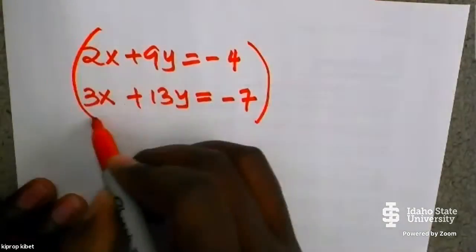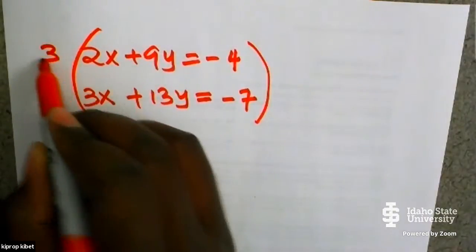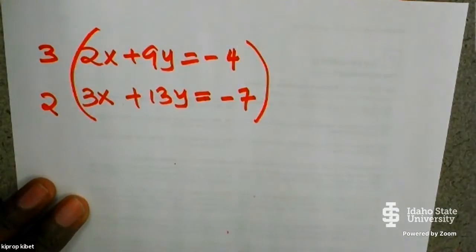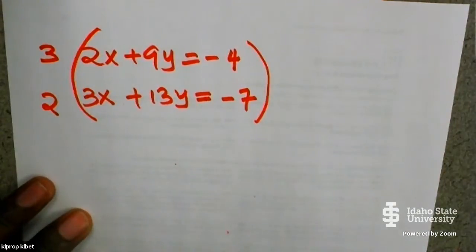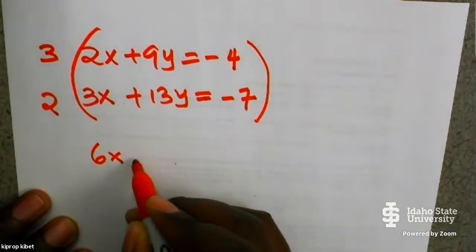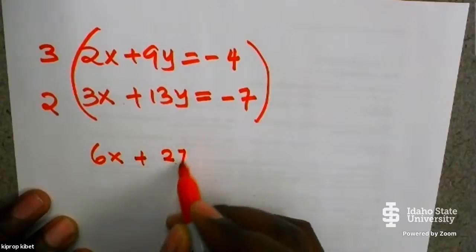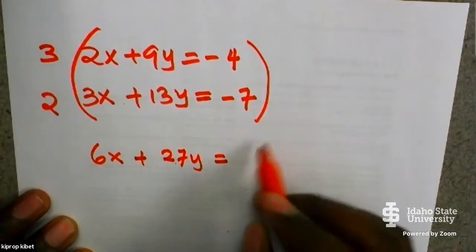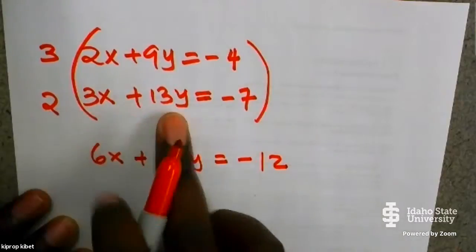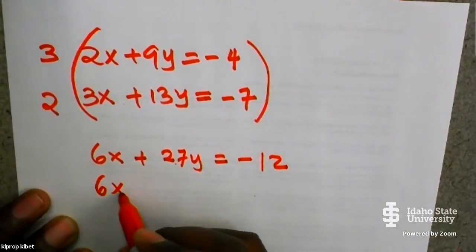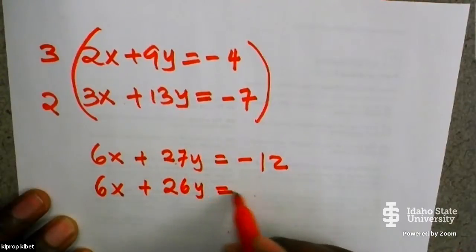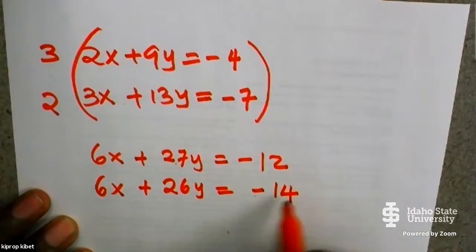So you come like this. You multiply this one by 3, then you multiply that one by 2. So when you multiply the first one by 3, you get what? 6x plus what? 27y equals to what? Negative 12. The second one is 6x plus what? 26y equals to negative 14.